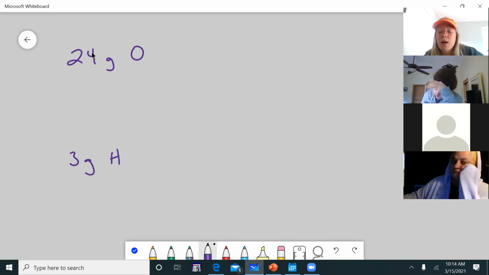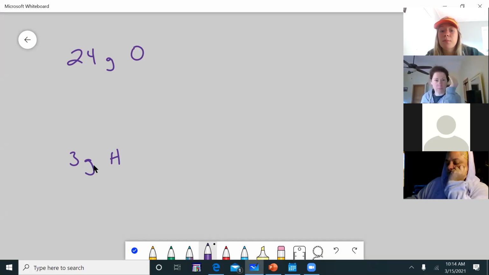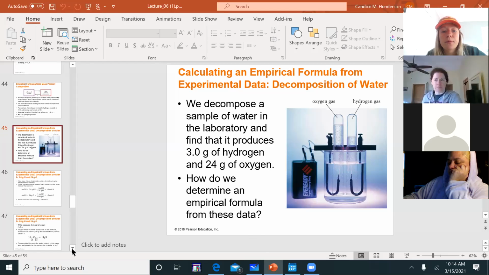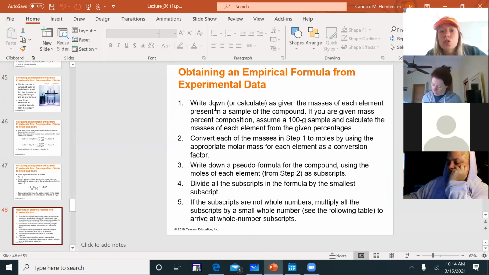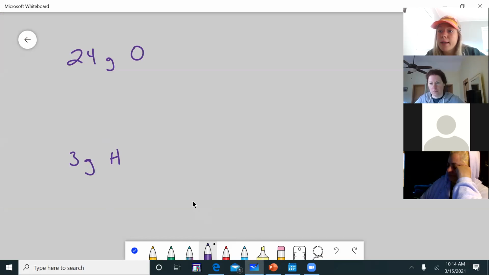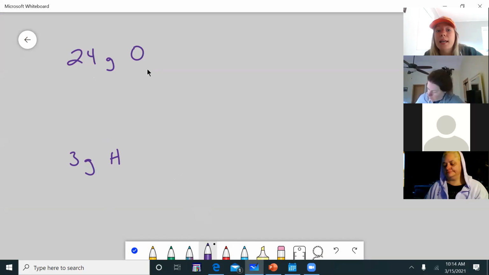So you're given the amount of each, and we want to come up with an empirical formula. So first write those down. Again, if it's a percentage, just assume a 100-gram sample and take the percent value, rip it off, write it as a gram. Next step is to convert each mass that you've written down from step 1 to moles using the appropriate molar mass. So formulas are not mass relationships, right? They're molar relationships.